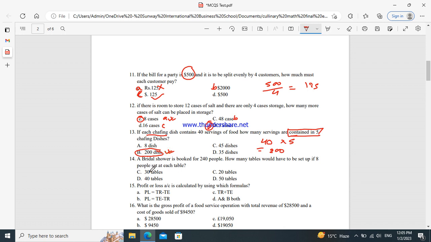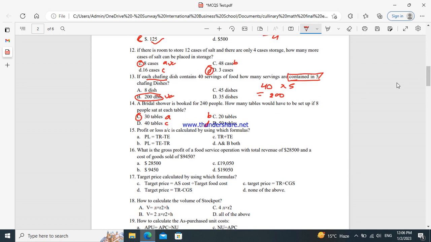Now move on to question number 14. A bridal shower is booked for 240 people. How many tables would have to be set up if 8 people sit at each table? This question is also repeated from the above questions. The final answer, the correct answer, is option C. It means that in your examination it will be option A, option B, option C, option D.